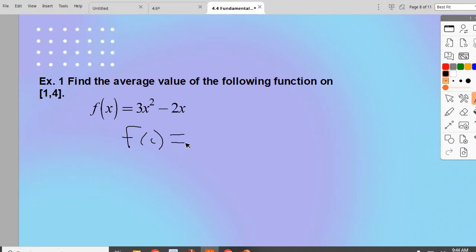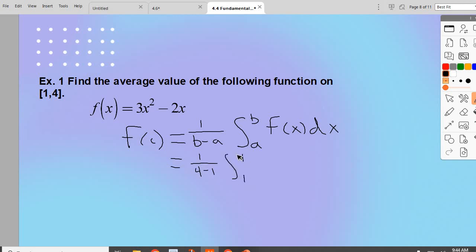Equals, what's our formula? Let's write it out again: 1 divided by b minus a times the integral from a to b of f of x dx. So what are my a and b here? 1 and 4. So I have 1 divided by 4 minus 1 times the integral from 1 to 4 of 3x squared minus 2x dx. Then from there, we're just evaluating this integral the same way we've been evaluating it. I'm just going to multiply by 1/3 at the end.